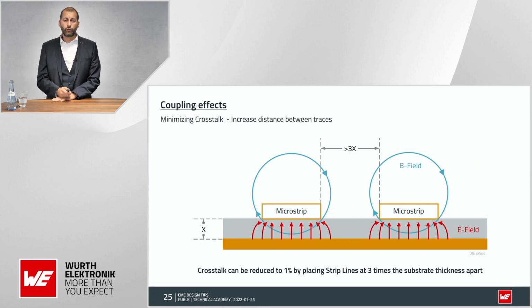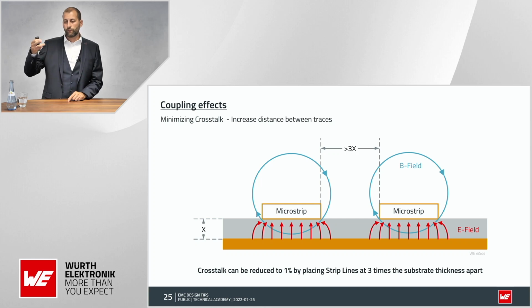So what could we do to reduce crosstalk? One very efficient thing is to just increase the distance between two traces. In this case, there's this general rule where you increase the distance by a factor of 3 of the substrate thickness, and you reduce the crosstalk to 1%.